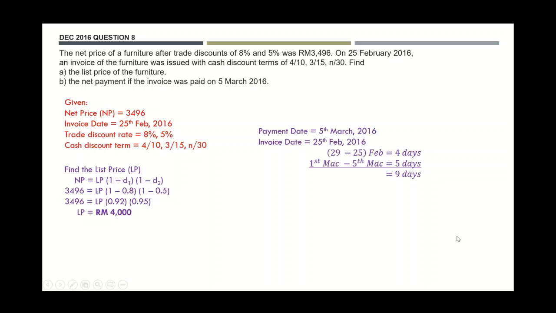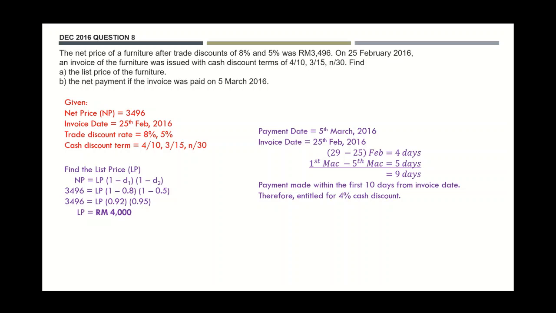Since you already have 9 days, you compare again with the cash term over here, 4/10, 3/15, n/30. Your payment is on the 9th day, so that means you are entitled to the 4% cash discount. Okay, so you're entitled to the cash discount of 4%.